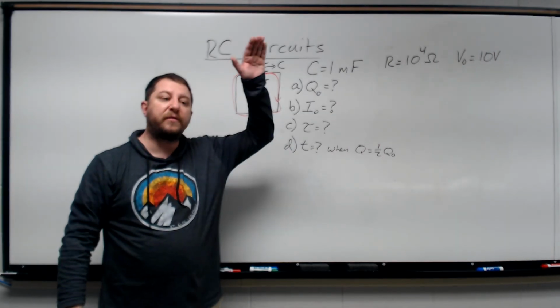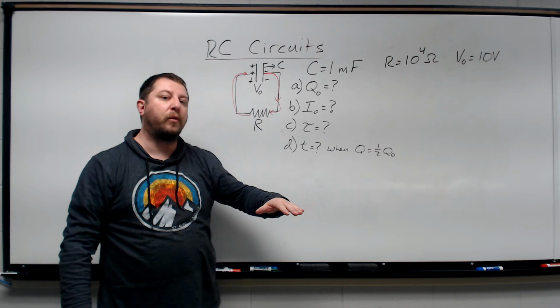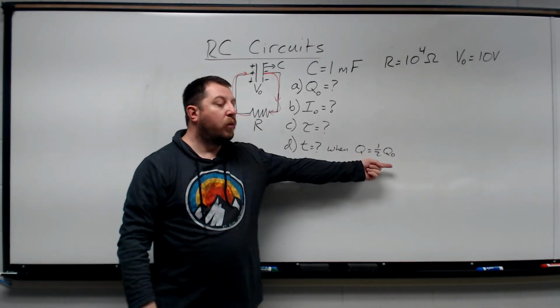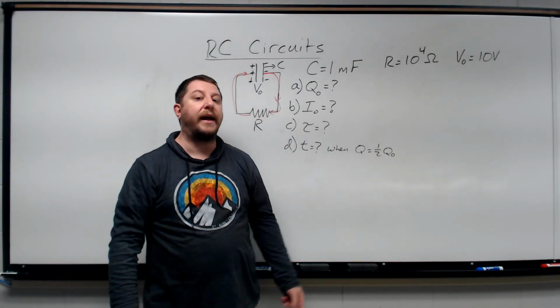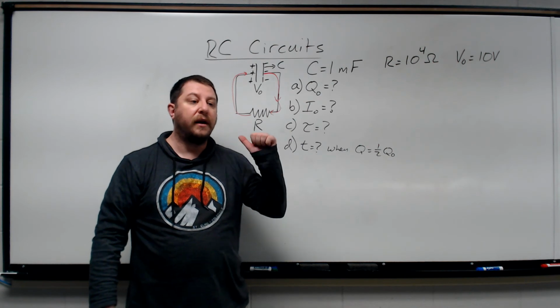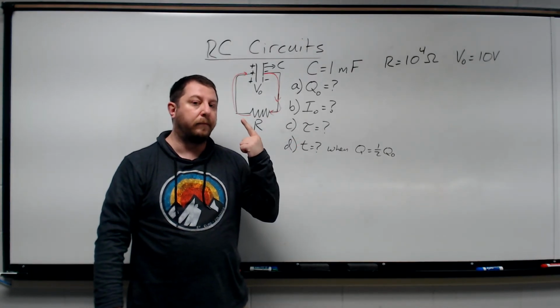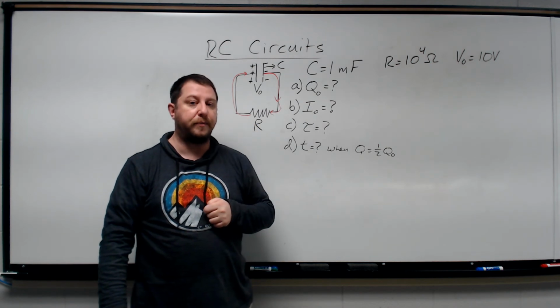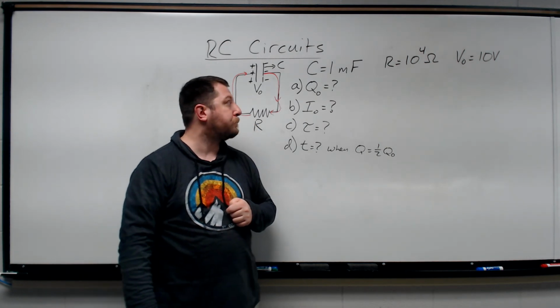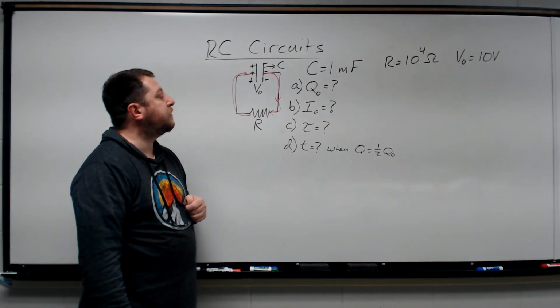And because all of our equations follow the exact same form, what that means is when Q is equal to 1/2 of its original charge, the voltages will have dropped by half, the current will also have dropped by 1/2, okay? So let's answer these questions.